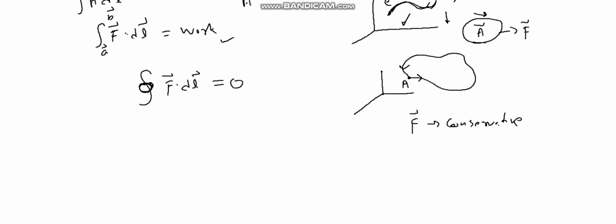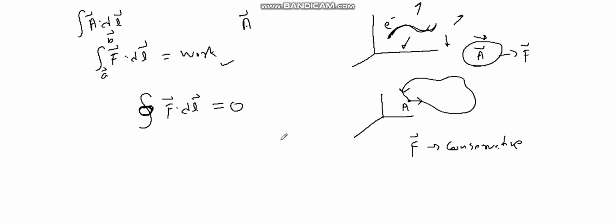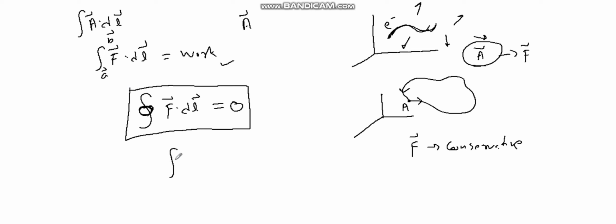That means the work done by a particle in a conservative force field will be 0. Or in the reverse manner we can say that if the closed line integral of a force field is 0, then that means that this force field F is conservative.